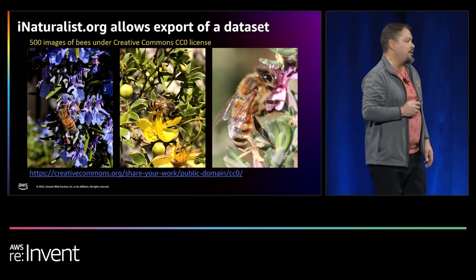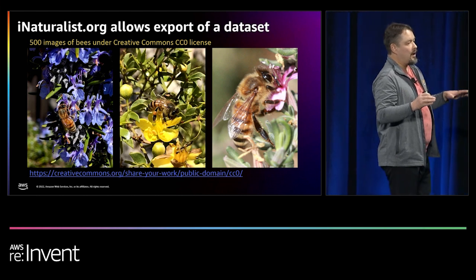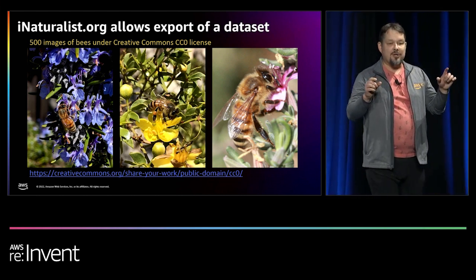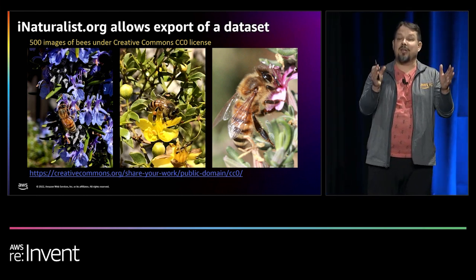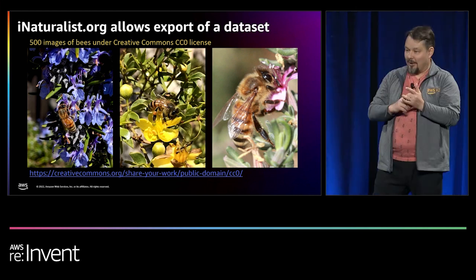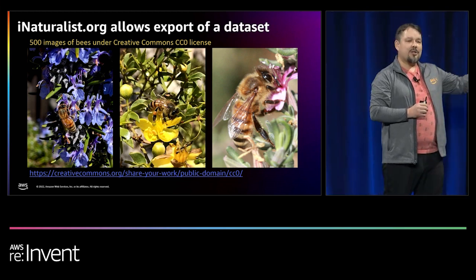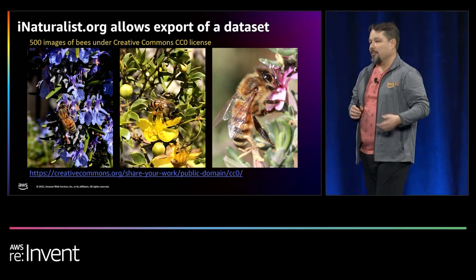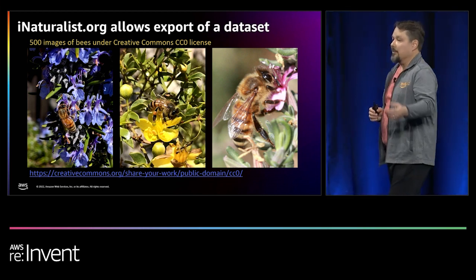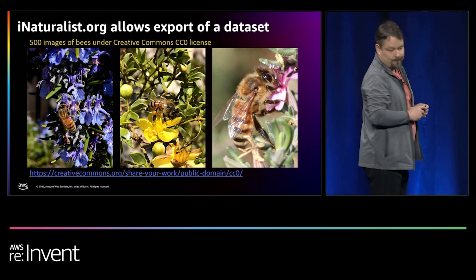So for this project, we've downloaded 500 images of bees, and each image is guaranteed to contain a honeybee. It's already been identified. So not a bumblebee, not a wasp, not a hornet. There is a bee, or at least one bee in each image. And these images have been uploaded by users under the Creative Commons CC0 license, so they're available for everybody to use.